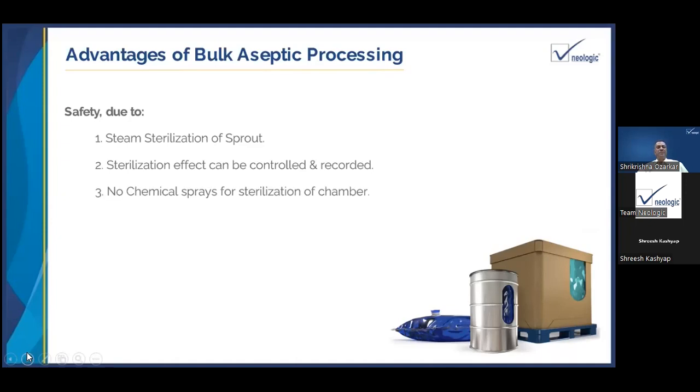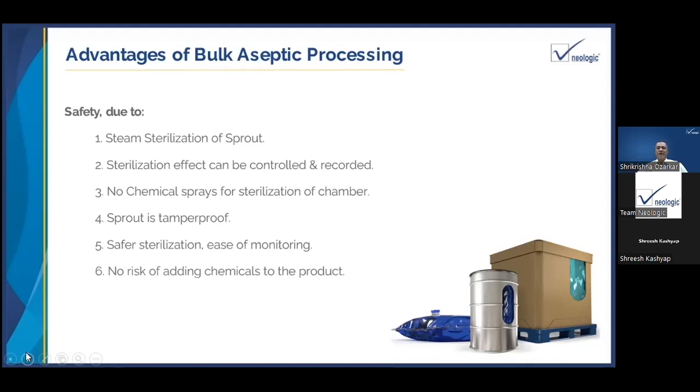There are no chemical sprays for sterilization of the chamber, because steam is used to sterilize the aseptic filling chamber. The spout is tamper-proof, it cannot be tampered. Safer sterilization and ease of monitoring, as I mentioned earlier, we can monitor the temperature, and if it is not reaching the temperature, it can be recycled. While it is being recycled, it can be cooled. So a lot of temperature controls, a lot of norms we can maintain during the sterilization. So it becomes safer sterilization.